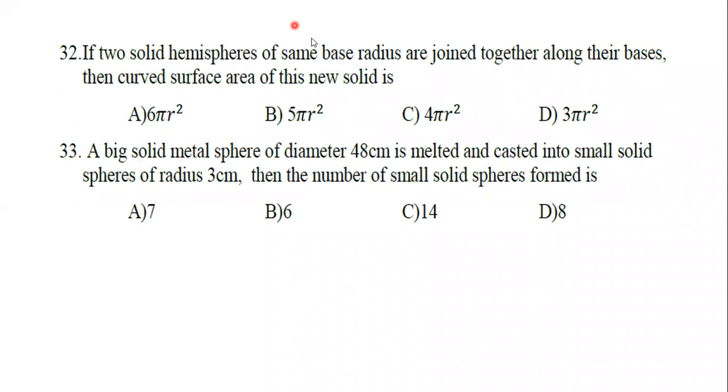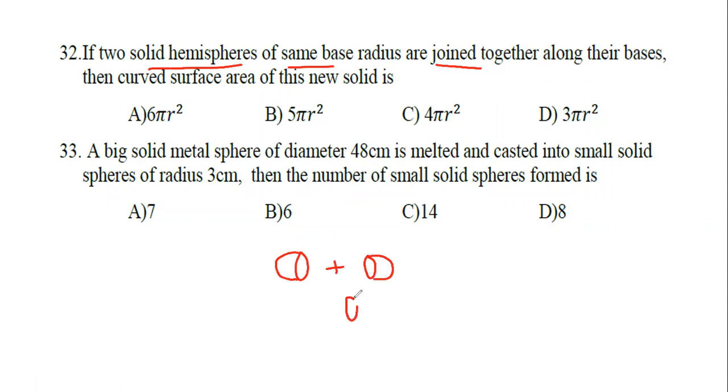Question 32: two solid spheres of the same base radius are joined together along their bases. For example, this is one hemisphere and this is another hemisphere. We need to join them.